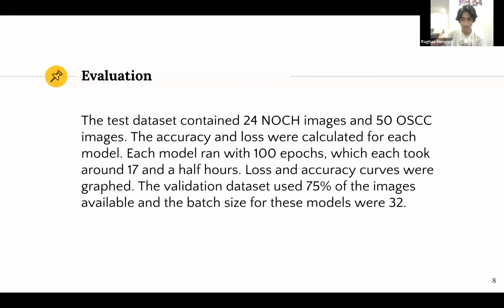Finally, we use a batch size of 32 for these models. The batch size refers to the number of samples that the model looks at before it makes an update to what it has learned. It is like reading a few pages of a textbook and then updating your understanding before moving on to the next few pages. Next slide, please.